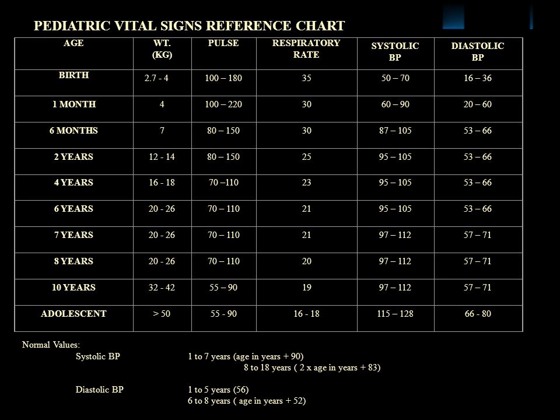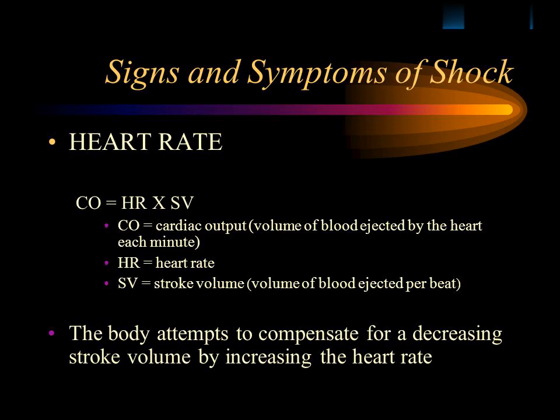Normal values. Systolic BP for 1 to 7 years: age in years plus 90. For 8 to 18 years: 2 times age in years plus 83. Diastolic BP for 1 to 5 years: 56. For 6 to 8 years: age in years plus 52.